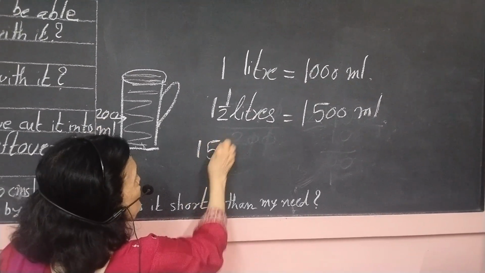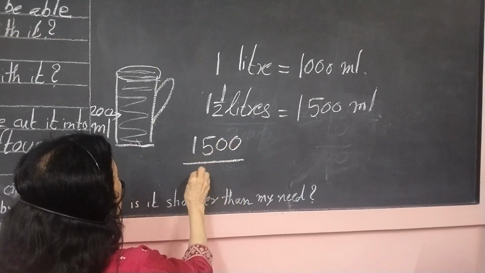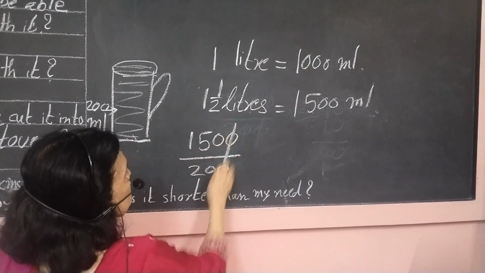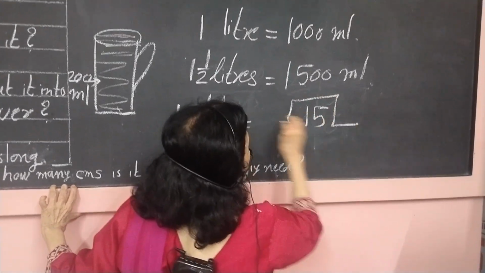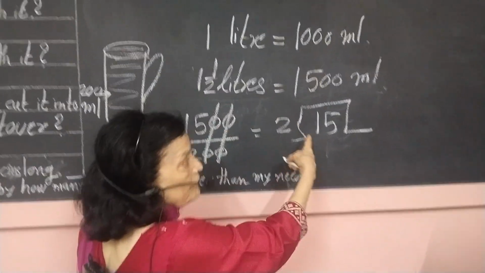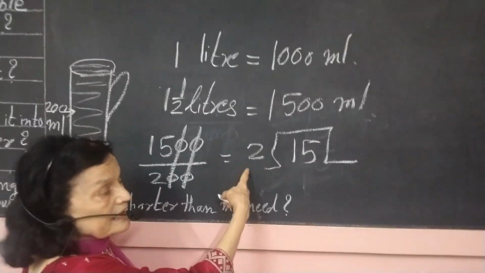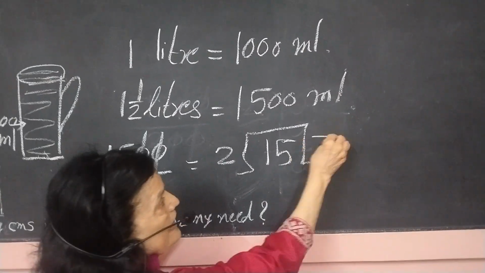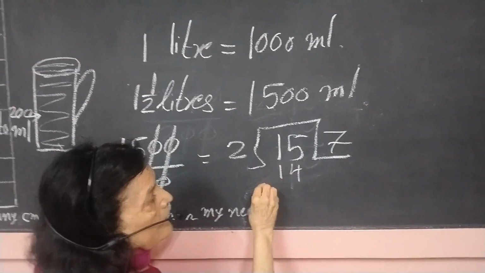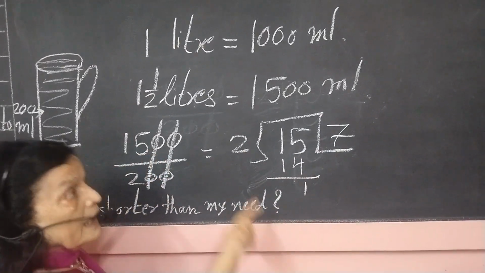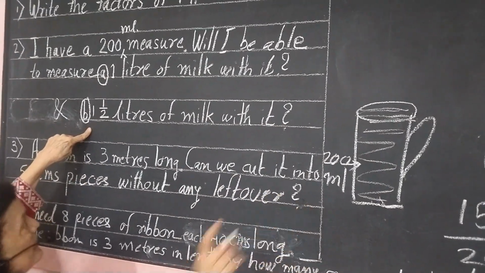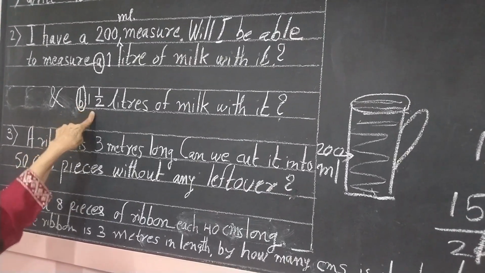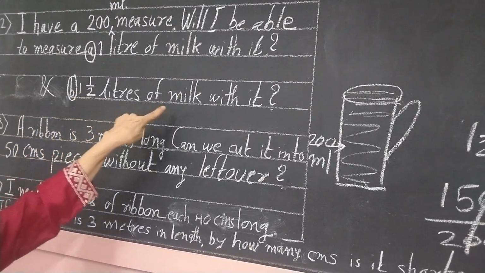So first of all, to reduce our numbers, we do it like this. We have to do 15 by 2. Now look, 15 is not coming in the table of 2. At the most we can say 2 sevens are 14. So 1 remainder is left, and hence for B our answer is: with a 200 ml measure we cannot measure 1.5 liters of milk.